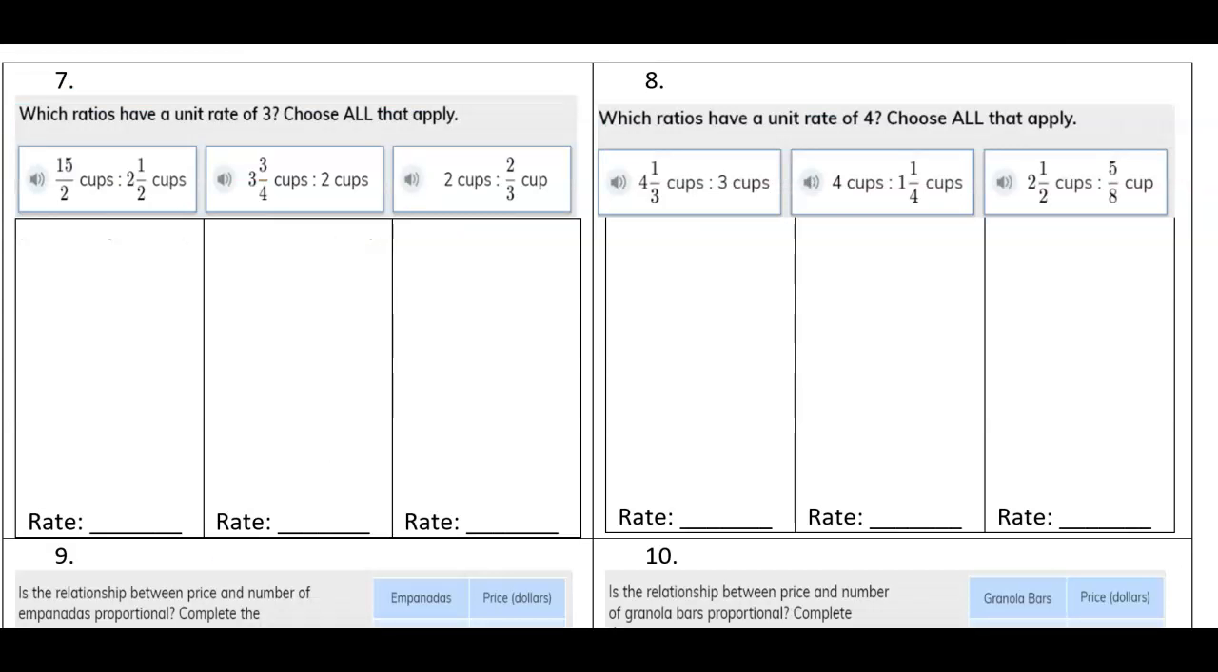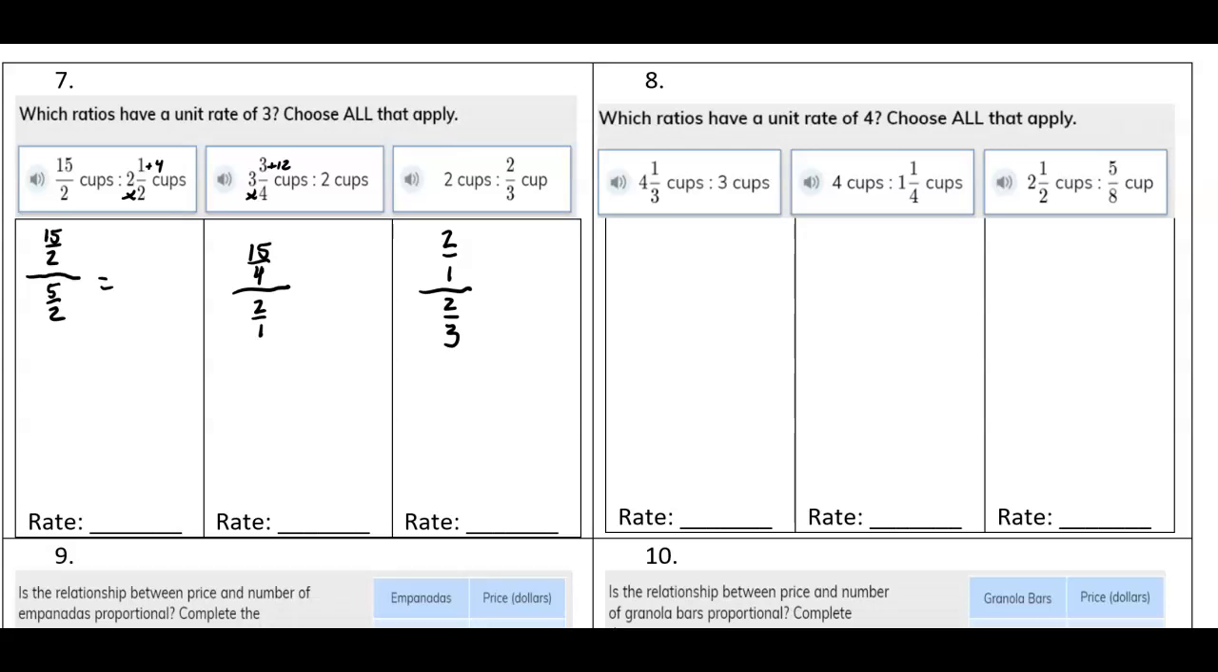For number 7, it says, which ratios have a unit rate of 3? Choose all that apply. Well, you're just going to divide it. Here we'll have fraction over fraction. So 15/2 divided by 2 1/2. But if we change that, that's 5/2. This one we got to change again. So that's 15/4 divided by 2/1. And this one would be 2/1 divided by 2/3.